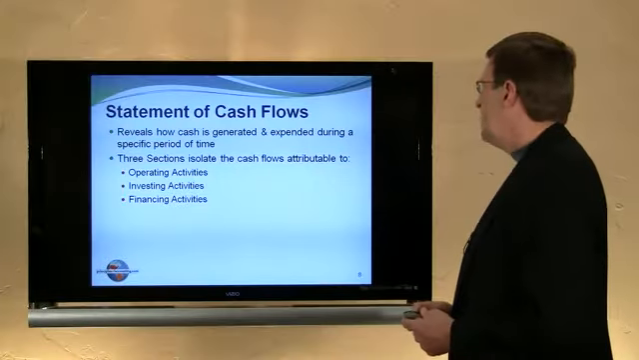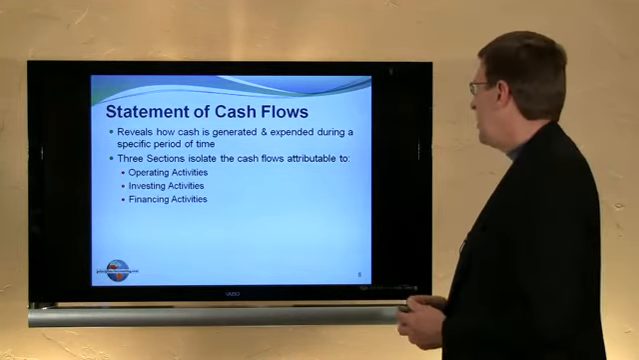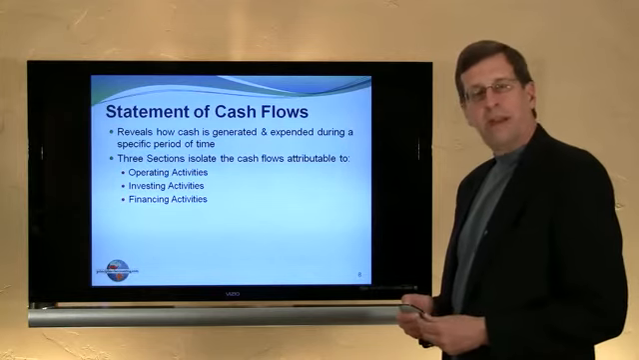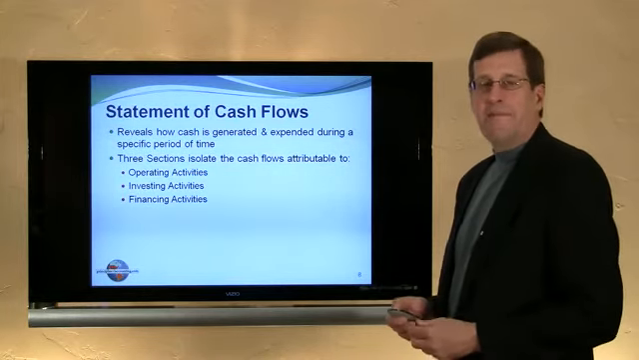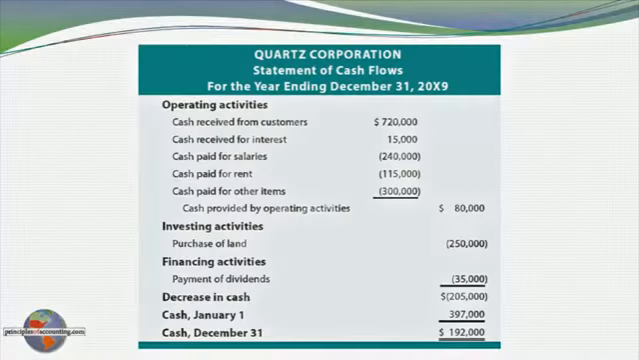The fourth financial statement is a statement of cash flows. It's a bit more complex, at least initially in your study of accounting. It shows how cash is generated and expended during a period of time. That is not the same thing as income, as you'll see here in a moment. The statement of cash flows has 3 key sections: the operating activities section, the investing activities section, and the financing activities section. In the operating activities section here we show cash received from customers, we show cash paid for various expenses like salaries and rent and so forth, and this business generated a net $80,000 cash from operating activities.